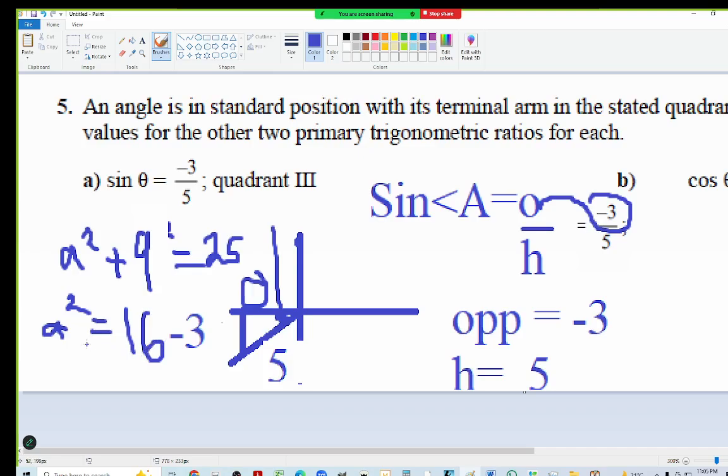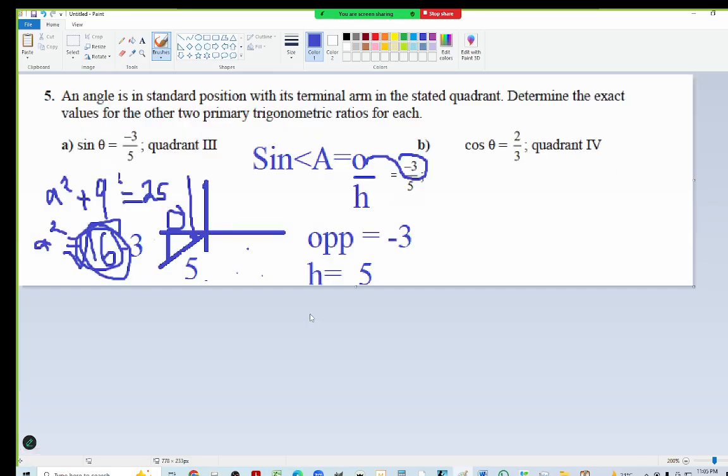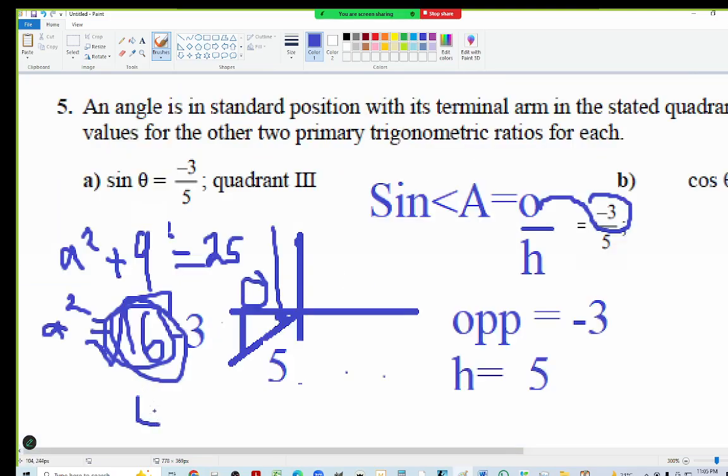Then you do the square root of the a squared and the square root of the number that you get. So what is the square root of 16? I'll help you out. What number times itself would be 16? 3 times 3 is 9. 5 times 5 is 25. Square root of 16 is 4.